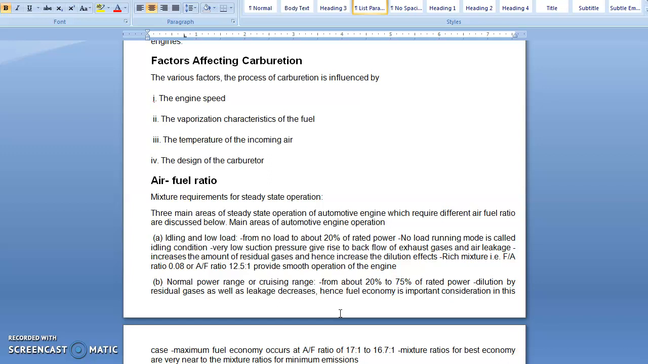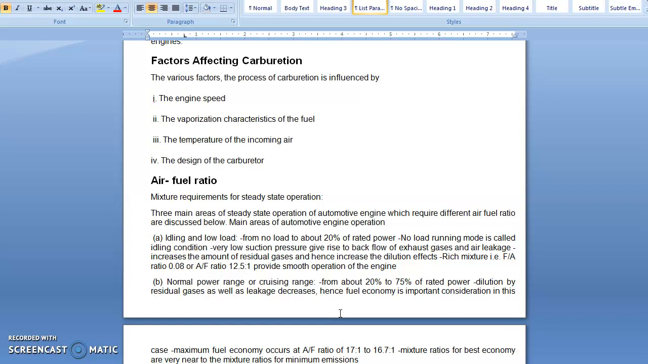So, these are the factors which affect carburation. The first factor is the engine speed. Basically, the carburetor is available in three types: number one, down draught carburetor; number two, up draught carburetor; and number three, horizontal carburetor. In the down draught carburetor, the air enters at the top of the unit and then moves downward, and this type of carburetor is called a down draught carburetor.